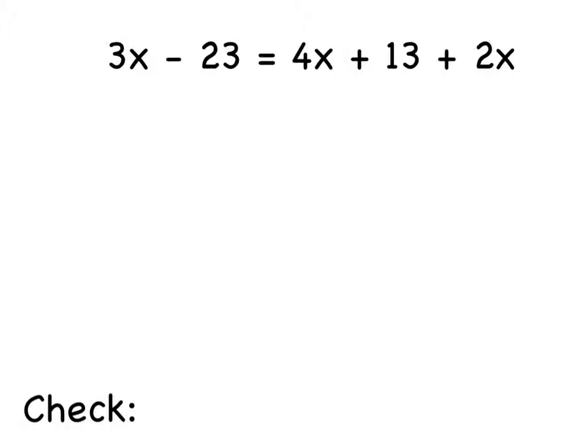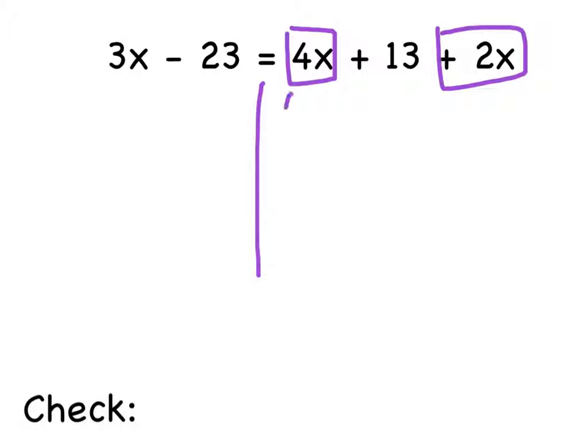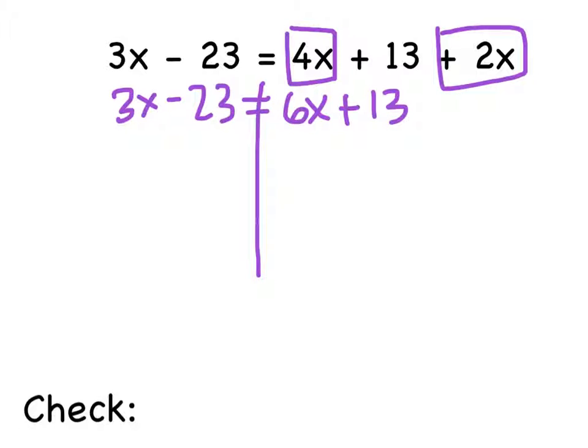Now, do you need a hint? Your first step is to combine like terms. So I'm going to add together the 4x and the 2x on this side so that I end up with 6x plus 13. So 3x minus 23 equals 6x plus 13. So that's combining like terms. They're now in simplest form.